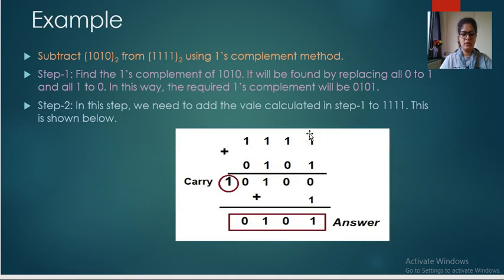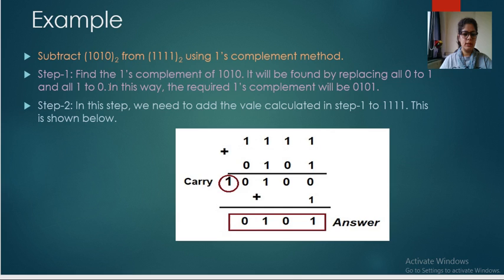This is a very simple example that I have taken. Let's start from the very first step. For example, we have to subtract 1010 from 1111. Students, I hope you know the decimal equivalent of these numbers. I have not given the decimal equivalents here, I have just taken examples of binary numbers because we have to deal with binary numbers. This is basically 10 and this is 15. 15 minus 10, and we will get the answer as 5.